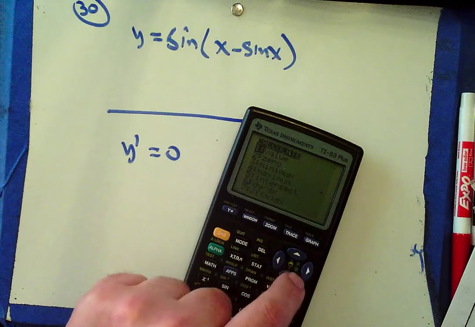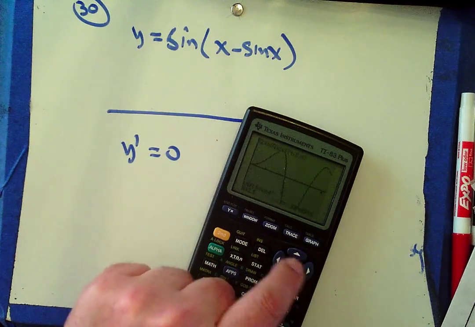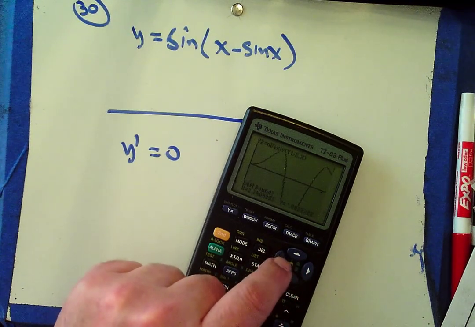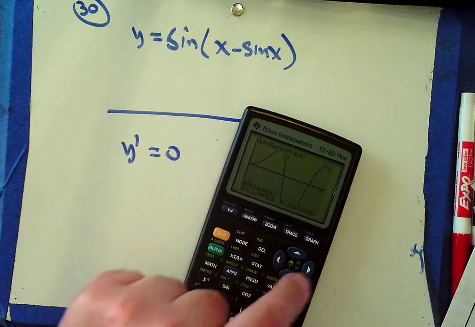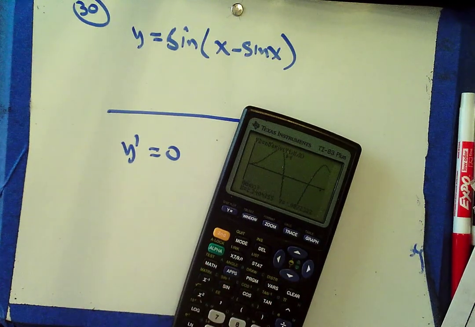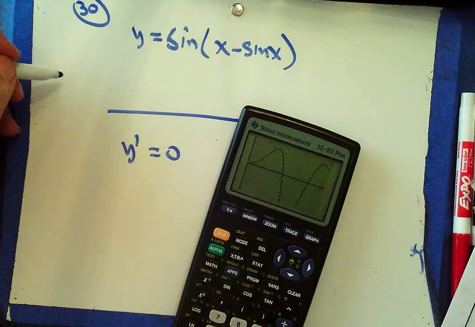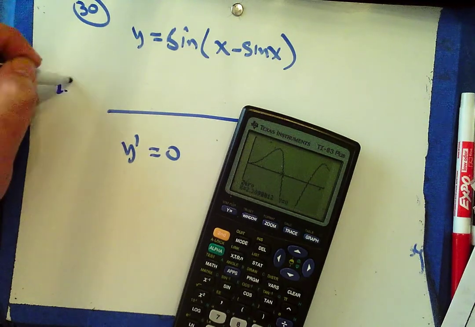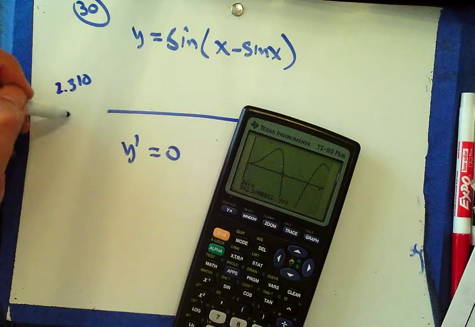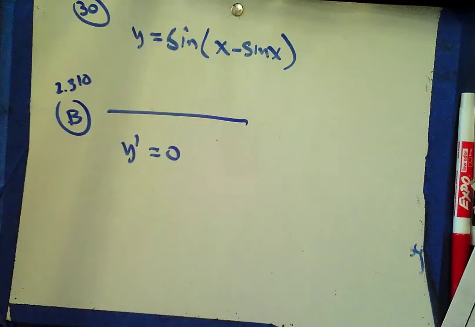Okay, second, calculate 0. And I get 2.310, which is choice B for number 30. Okay, 31.